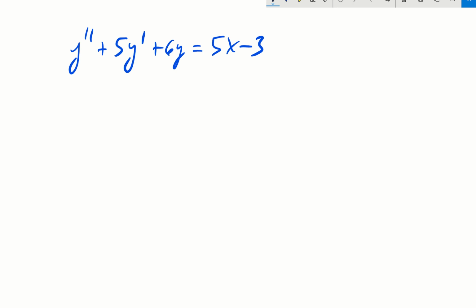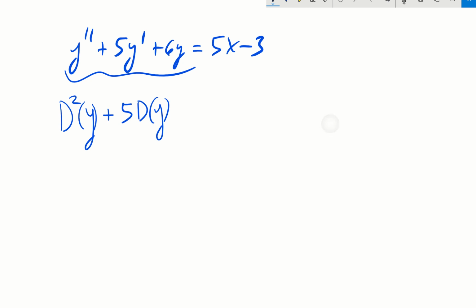What we would like to do is write the left-hand side in differential operator notation. One thing we know is that this one here is the second derivative. So you can think of this as the second derivative applied to the function y, plus this is the first derivative, 5 times the first derivative applied to the function y, and then we have simply plus 6 times the function y equals 5x minus 3.